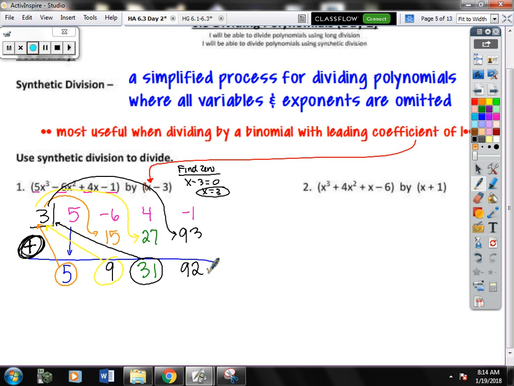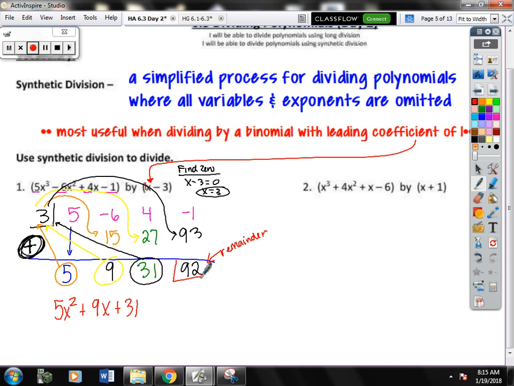This last number that you get is your remainder. So usually, we'll put a box around it. There's a box in the top left corner, there's a box in the bottom right corner, and this is your remainder. Now, what are the 5, the 9, and the 31? Those are the coefficients of your answer. So you just have to work backwards. This would be your constant term, this would be your linear term, and since this is the third one, this would be your quadratic. If you had another one, you'd also have a cubic. So this is really 5x squared plus 9x plus 31.